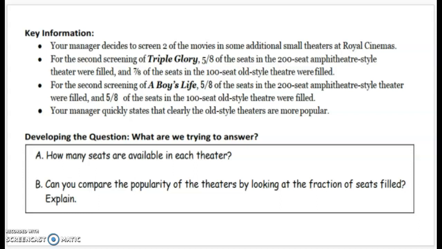So you're thinking and focusing on 2 questions today. A, how many seats are available in each theater? Don't think too much into this question. It's stated right in the key information. It's just asking how many seats are in each theater. And secondly, question B, can you compare the popularity of the theaters by looking at the fraction of seats filled? Why or why not? Think back to the pizzas that we were talking about. Think back to the sizes of the wholes and think, can you compare the popularity by looking at the fraction of the seats filled? Why or why not? Good luck!